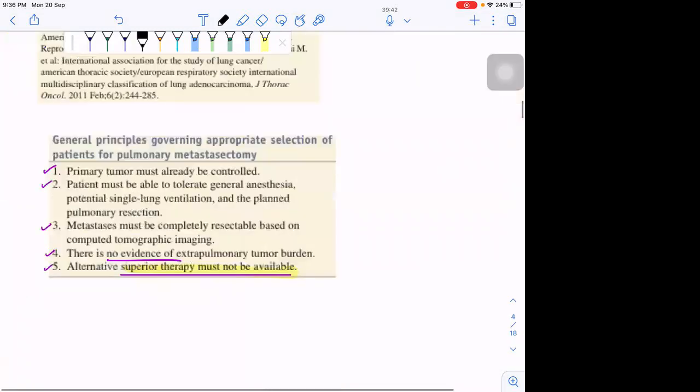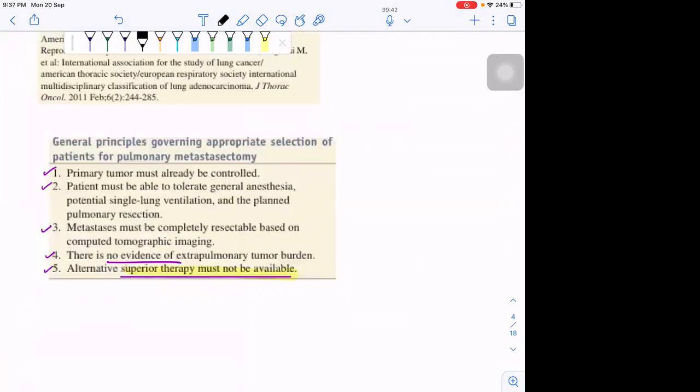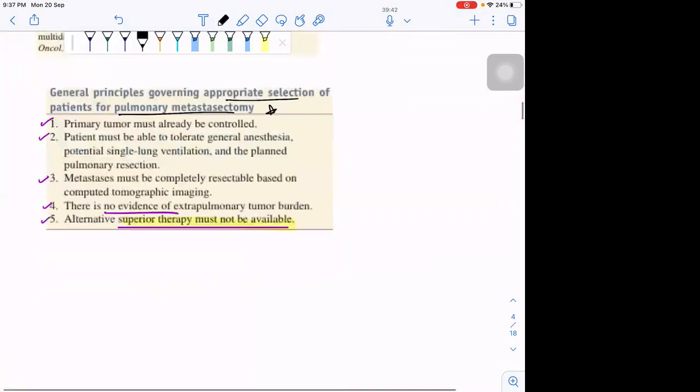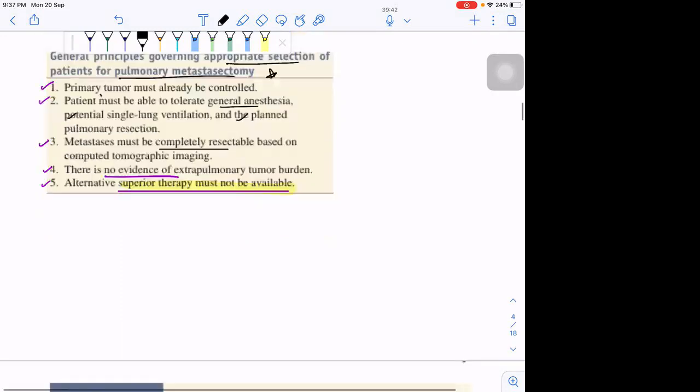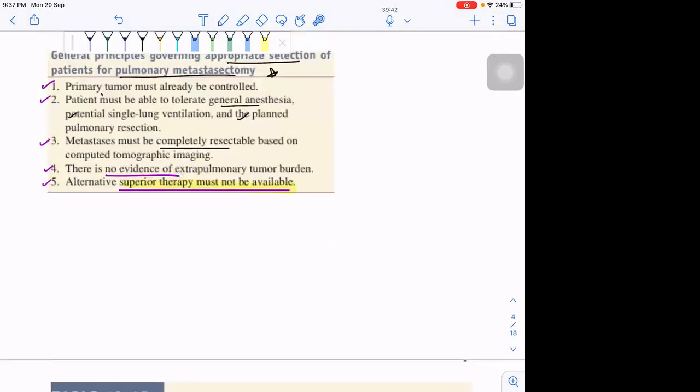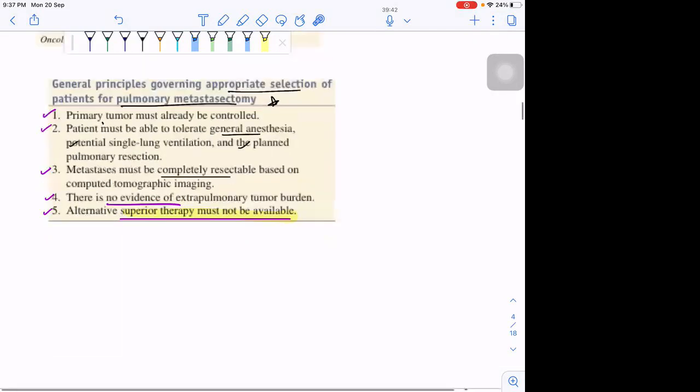Then you come here. Who will be the appropriate selection? Which patient will be fit for pulmonary metastatectomy? The primary tumor must already be controlled, and the patient must be able to tolerate GA, or potential single lung ventilation and planned pulmonary resection. When the tumor metastasis is completely resectable, only then go for metastatectomy. There must be no evidence of extrapulmonary tumor burden, and a superior alternative therapy must not be available. There is no other therapy. Then only you have to do pulmonary metastatectomy.